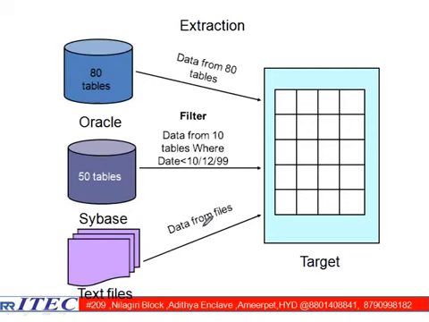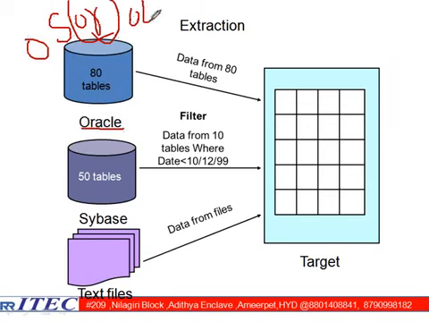See this diagram. Let us say this is our operational system, or we can say this is our OLTP, or we can say this is your transactional database. In some cases you may require all the tables that are available. So I am trying to pull data here from all the 80 tables. This is my target.